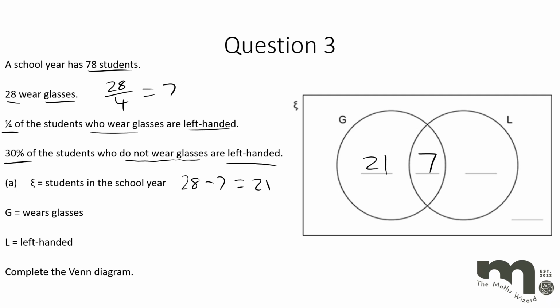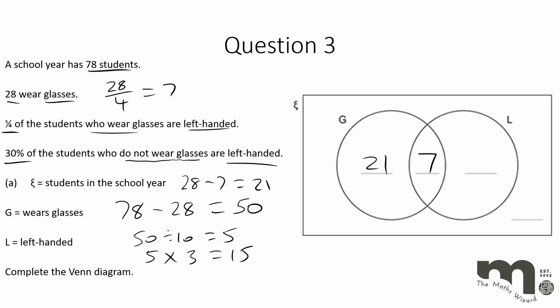So if we take those 28 people who wear glasses away from the total number of students, which is 78 students, that leaves us with 50 people. So there's 50 people left. So we now need to do 30% of this. So if we do 50 divided by 10, that's 10%, which is 5. 5 times 3 will give us 15. So that's 30%. So those people go here.